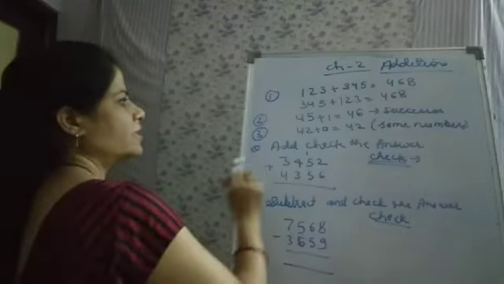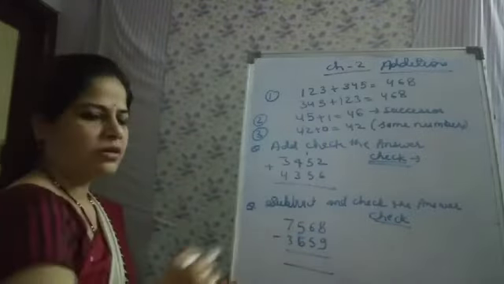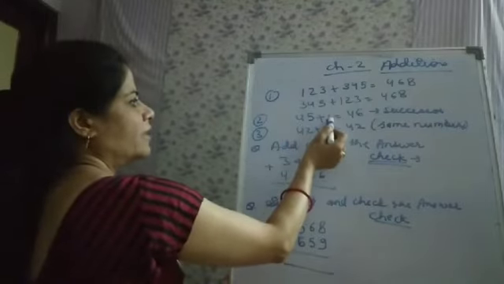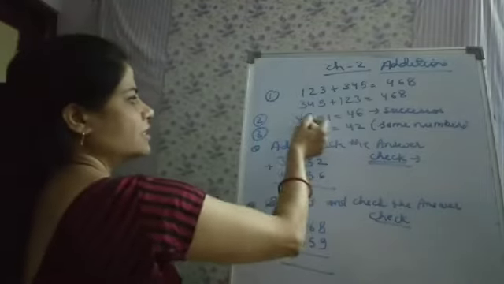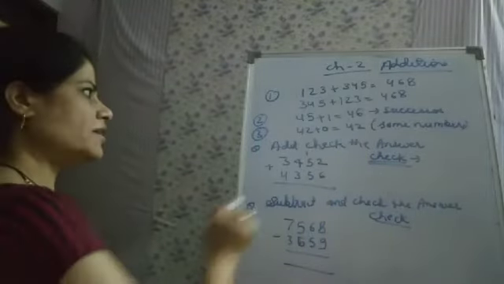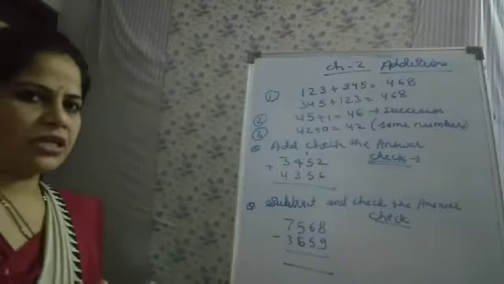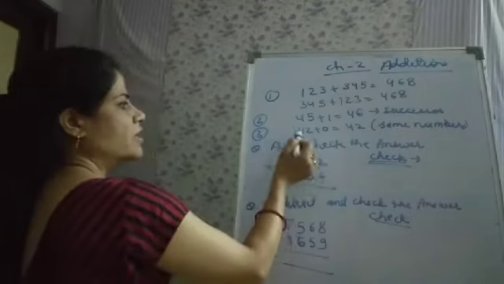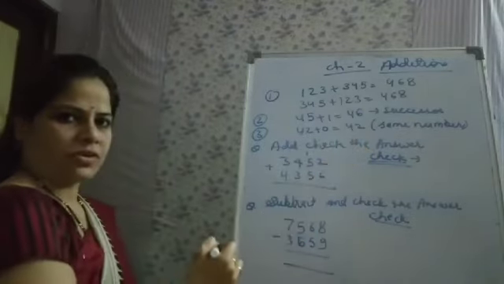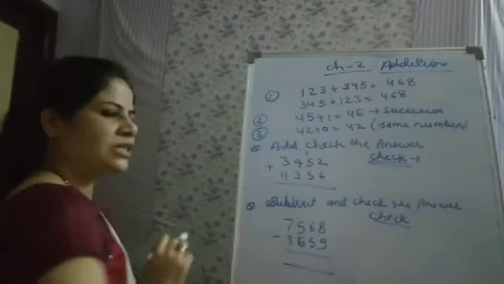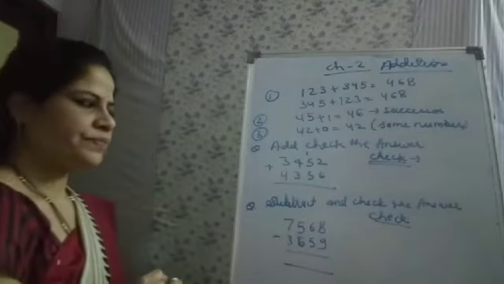Okay. The second fact is when we add 1 to any number, we will get the successor of that number. If I am adding 1 to 45, what am I getting here? 46. 46 is the successor of 45. Okay, this is the second fact. And third fact, when we add 0 to any number, we will get the same number. Here we are adding 0 to 42. Again we are getting 42 as the sum. So this is the third fact. When we add 0 to any number, we will get the same number.